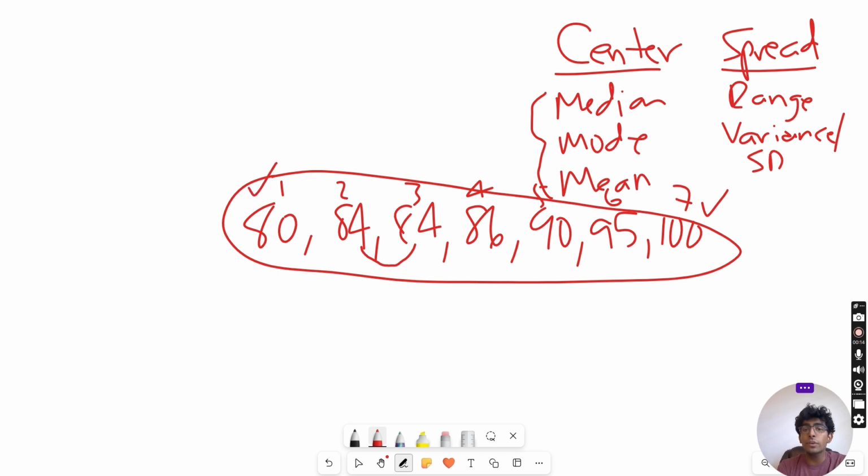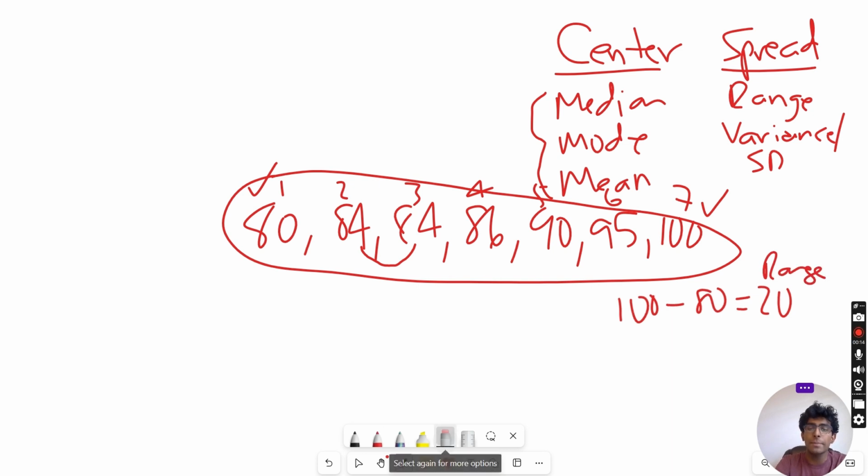And one thing I forgot to mention for median, you need to make sure that the numbers are in order for you to accurately do the median. So in this case, since the numbers are in order, we were able to find the median pretty easily, and it makes finding the range easy too, because you're just taking the last number minus the first number. So 100 minus 80, that would be 20. So 20, that would be your range, since it's just high minus low.